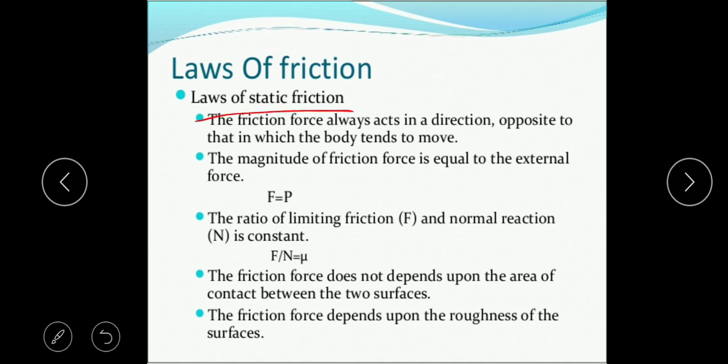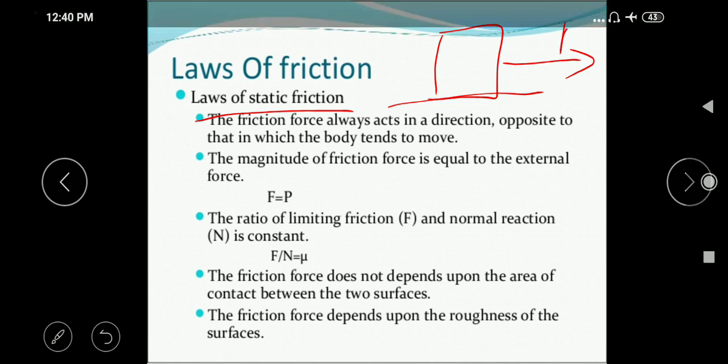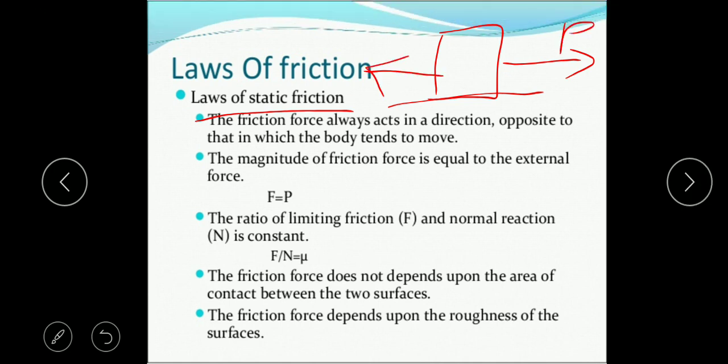In that, if the body is here, whatever P we are applying, equal to that P value the frictional force will generate, indicated by F. So P is equal to F, meaning if you are applying a force of 20, then the frictional force generated will also be 20. Friction force always acts in the direction opposite to that in which the body tends to move. Opposite to this P, the frictional force will act. Then second, both values will be equal.